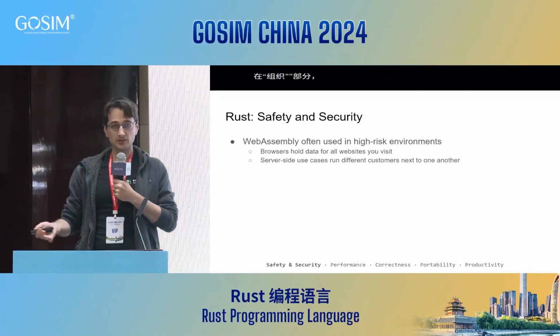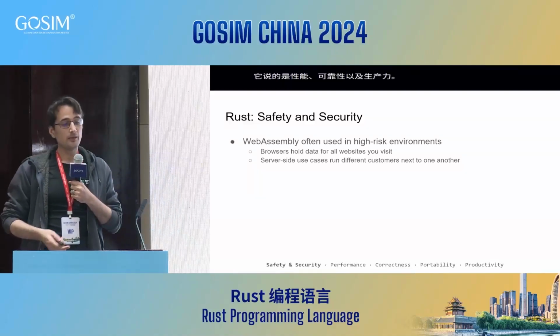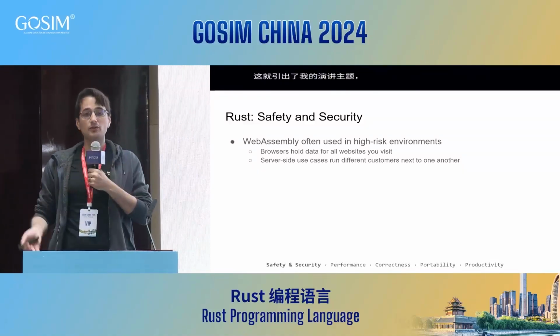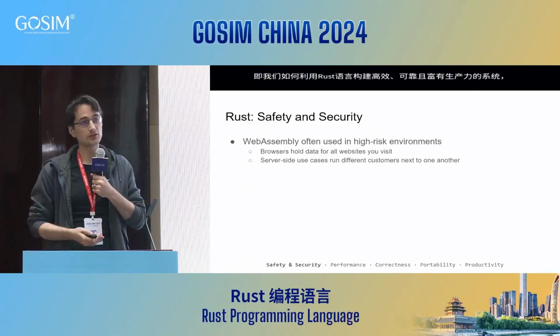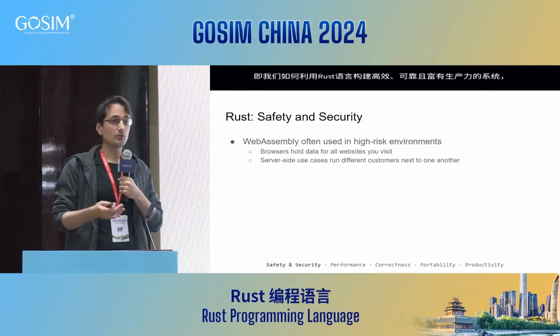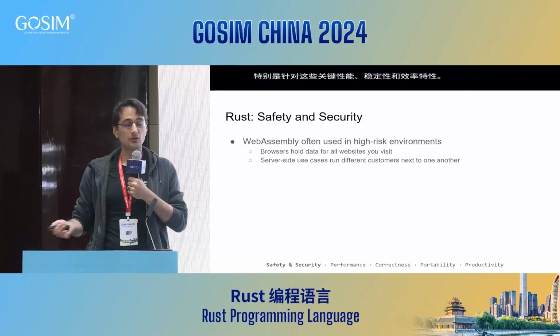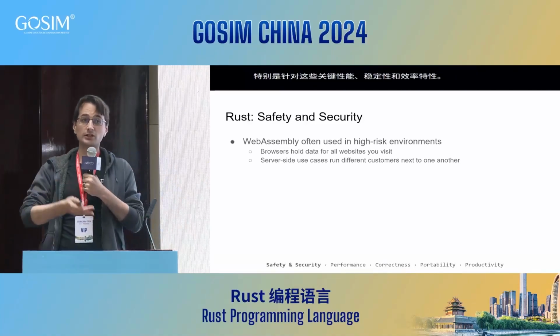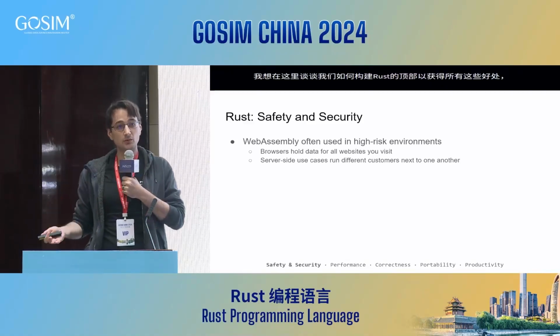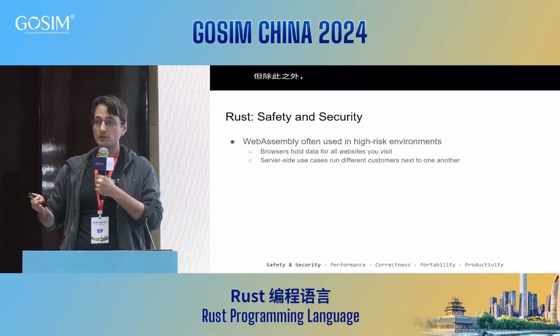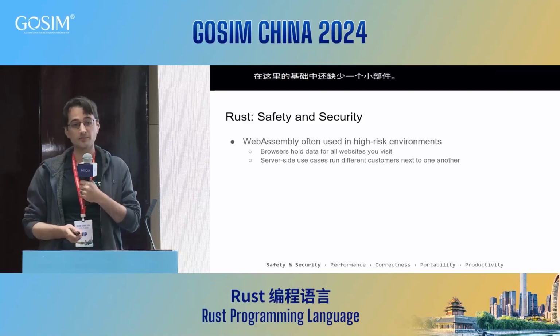We all know that Rust is by default a safe language, but this really is very important for Wasmtime in the sense that Wasm is used in very high-risk environments. For example, in a web browser, the web browser has access to all the data you have for all your websites, but you don't want to share that necessarily. On a server-side use case, we're running customers right next to one another, and they shouldn't be able to interfere with one another or cause any issues in that regard.